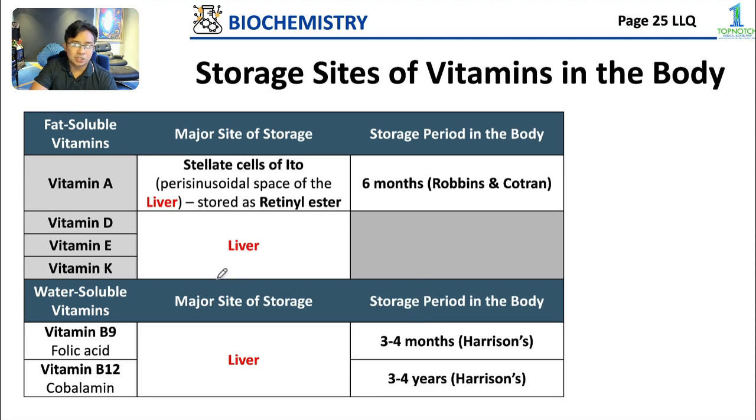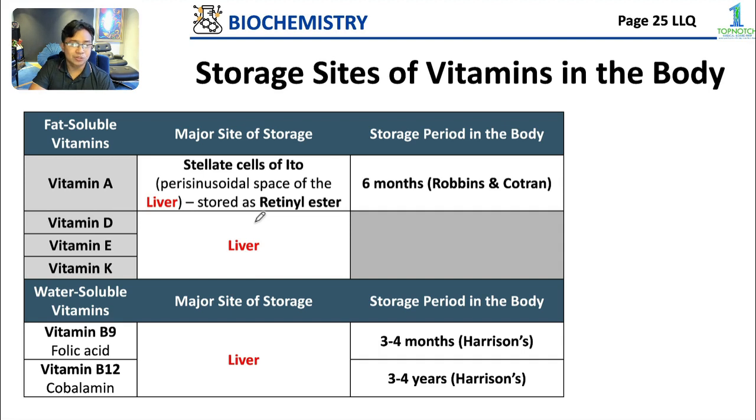Now, fat-soluble vitamins are mainly stored in the liver. To be specific, vitamin A is stored at the stellate cells of Ito and can be stored for up to 6 months according to Robbins and Cotran. In general, water-soluble vitamins are found in the aqueous compartments of the body, except for vitamins B9 and B12. They are both stored in the liver. And according to Harrison's, the storage period of folic acid is up to 3 to 4 months, while cobalamin can be stored for up to 3 to 4 years.